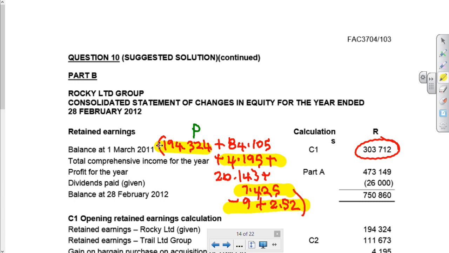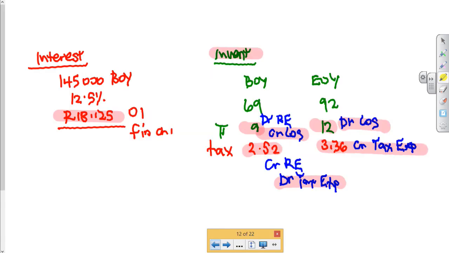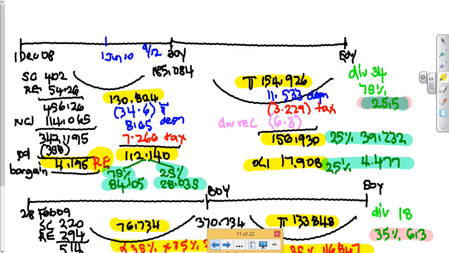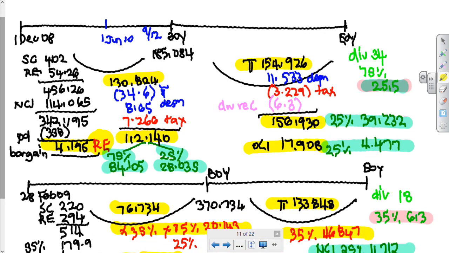Then the only two bits that are left are the since bits for the two companies, the subsidiary and the associate. If I go to the since bits, for retained earnings beginning of year, there was the adjustment for the plant. So the since bit is the 84,105. I started with a movement of 130. I remove the profit, bring in 9 months of depreciation and tax. I land on 112,140. My 75% share, 84,105.